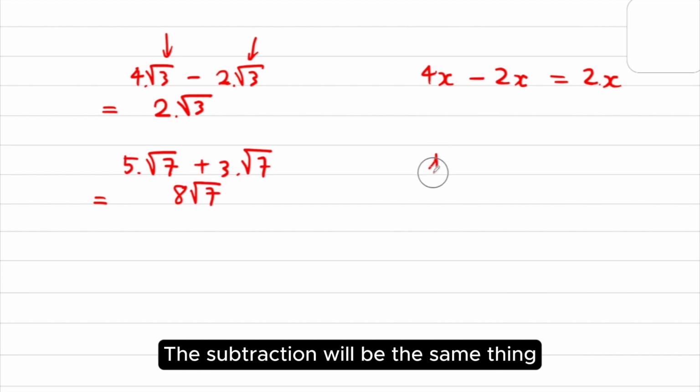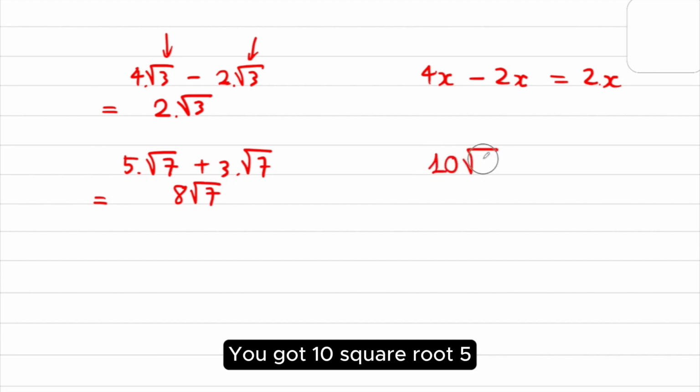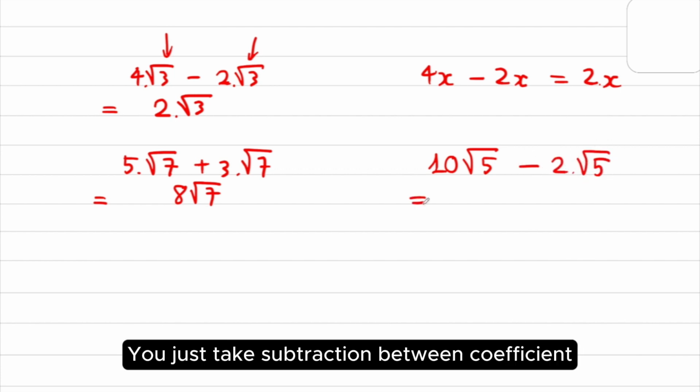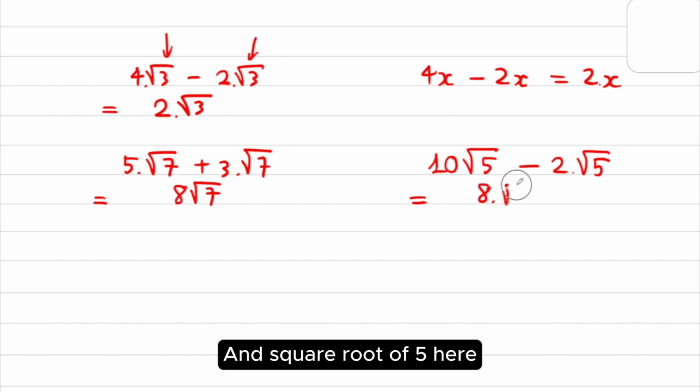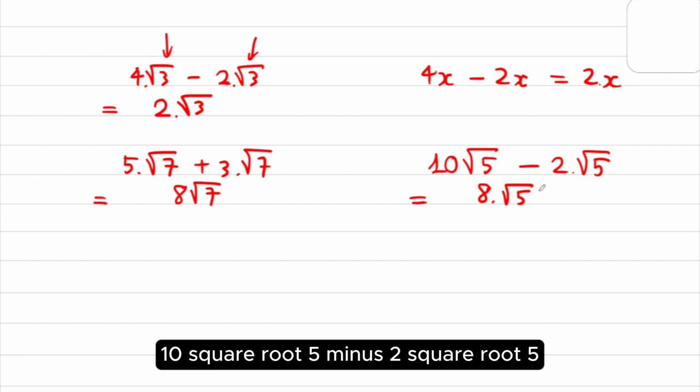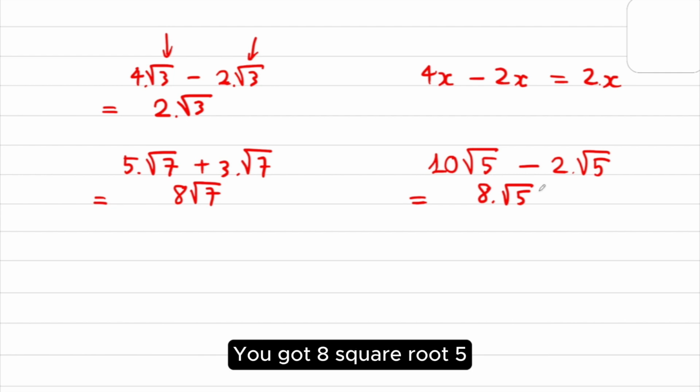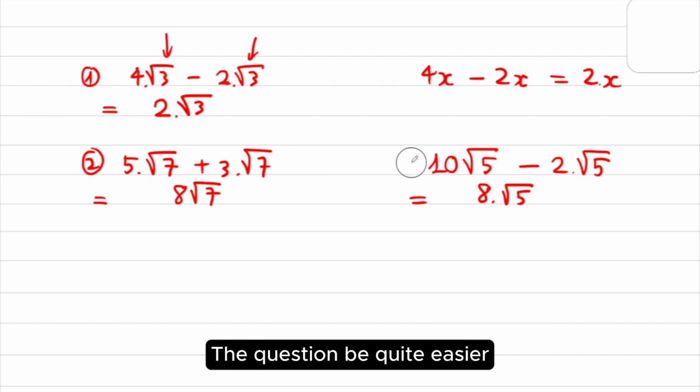The subtraction will be the same thing. You have 10 square root 5 minus 2 square root 5. You just take the subtraction between the coefficients and then you will get the result. 10 minus 2, you get 8, and square root of 5 here. 10 square root 5 minus 2 square root 5, you get 8 square root 5. So as you can see, the questions are quite easy.